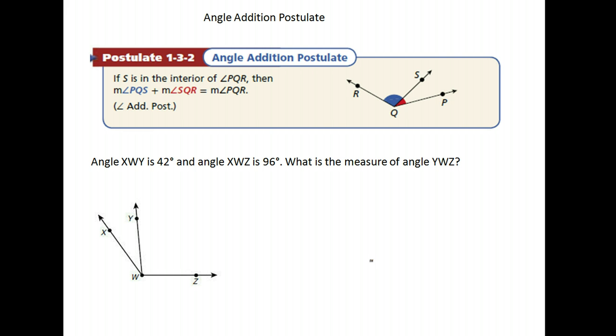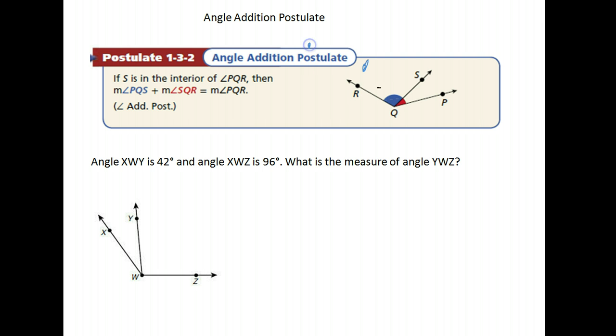All right, so now we're on to angle addition postulate. The angle addition postulate is exactly as it sounds. You are adding two angles together. That's the basics of it. Now in your text lesson that they showed you, they gave you a picture of it. They're saying we're adding two angles to get one bigger angle.